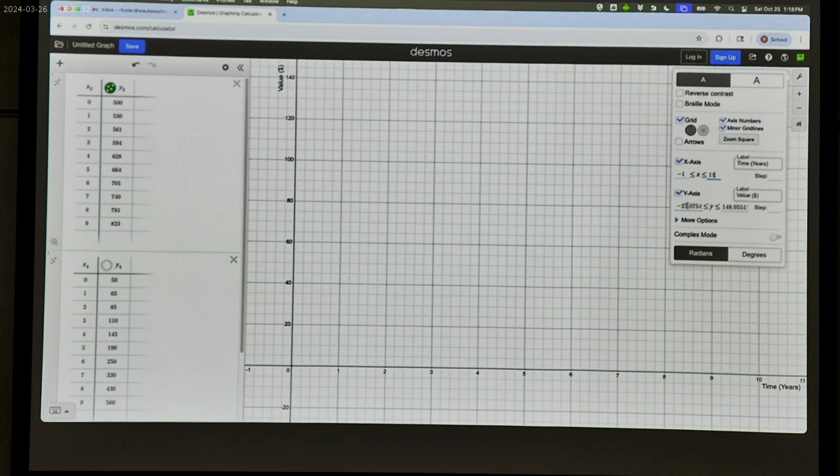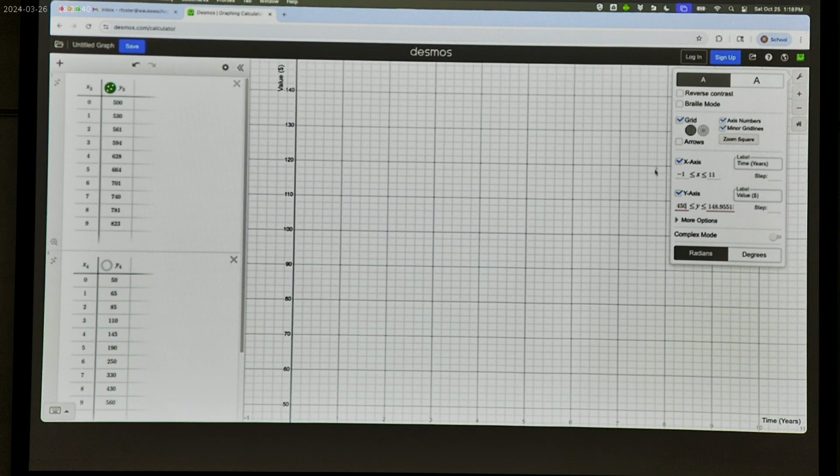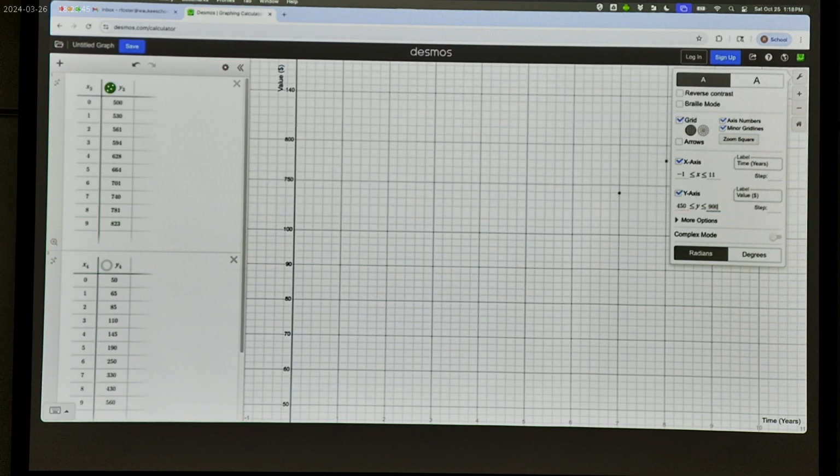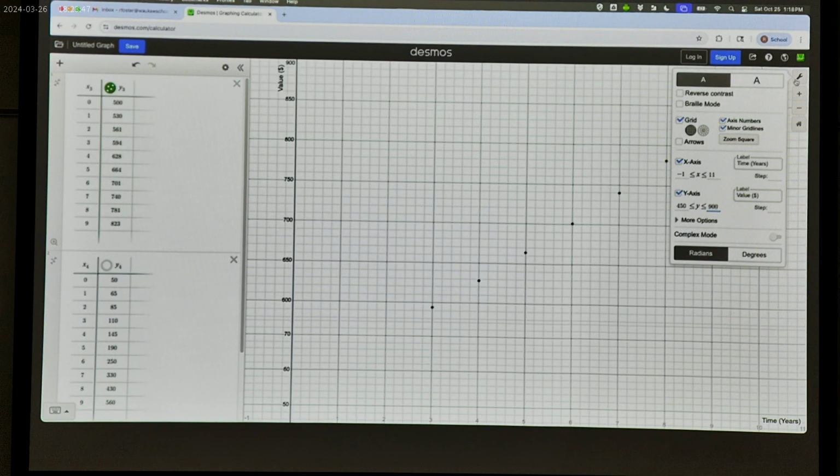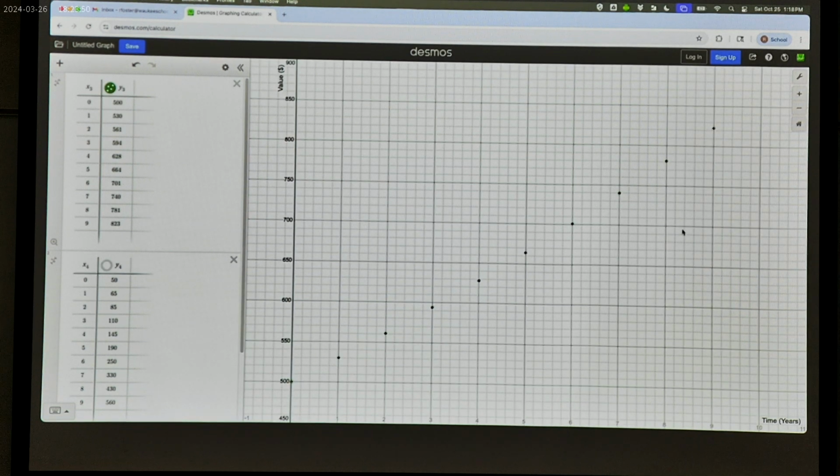And then y-axis. All right, oh, okay, that explains why I don't see anything. For the y-axis, I'm going to put 450. And then for the top of it, I'm going to say 900. There we go. So now we can kind of see the data pretty well. Just looking at the table data, more of an art than a science, but you can sort of see I'm going from year 0 to year 9, and having 1 or 2 years on either side of it basically means that it's easier to see.